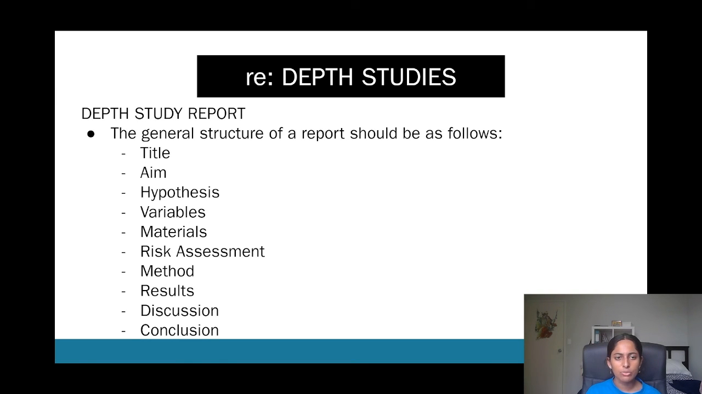Generally, this is what the structure of your report is going to be like. It's going to be with a title, an aim, a hypothesis, and inside your method, you include things such as measurements, your variables, the materials that you'll use. You'll also have a separate section for risk assessment. And then you also have your results and your discussion. Discussion pretty much explores the trend that has occurred, why it happens, looking at the different variables, so things such as validity, reliability, accuracy. And then finally, you wrap it up with a conclusion that tells whether or not you've met your aim.